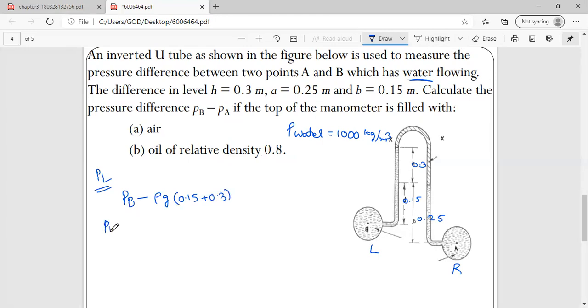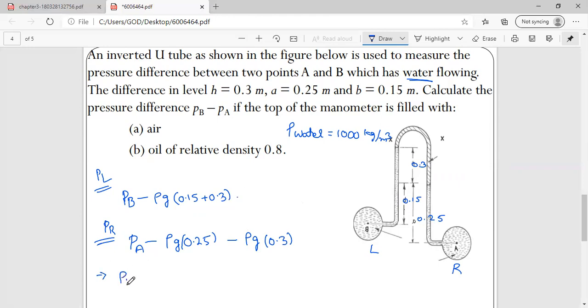Now I will write the pressure in the right limb. The pressure in the right limb is equal to, as we observe, the PA pressure acting in the limb itself, minus rho g of H. Here one fluid is there, above that another fluid is there. H is how much? 0.25, because A is 0.25. So minus rho g of 0.25, which is water, plus rho g of H, which is 0.3. Now we'll equate both equations.